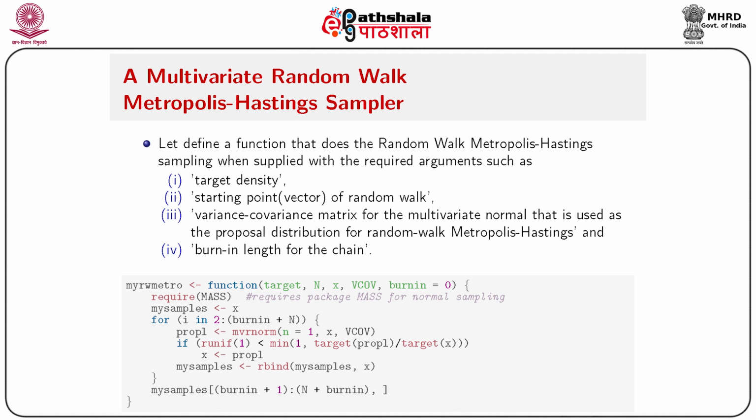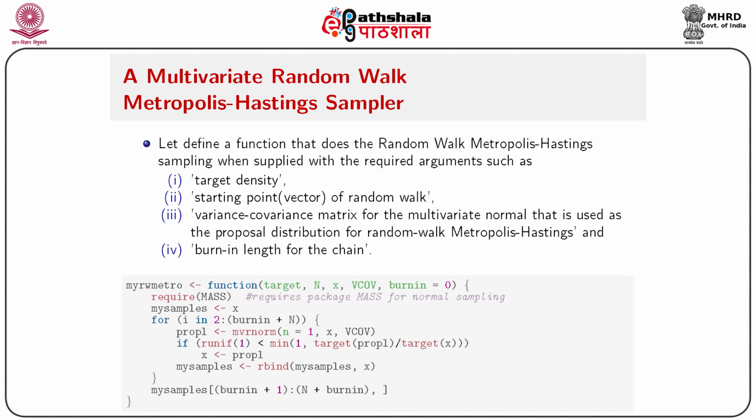Then the proposal here is for the random walk. I'm assuming the multivariate normal for n equals 1, centered at x, and the variance covariance matrix is VCOV, which is another argument. And now here is the Metropolis algorithm. If a random runif(1) is less than the minimum of 1 and the ratio of target of the proposal by target of x, then x is the proposal, otherwise it is the initial value itself.